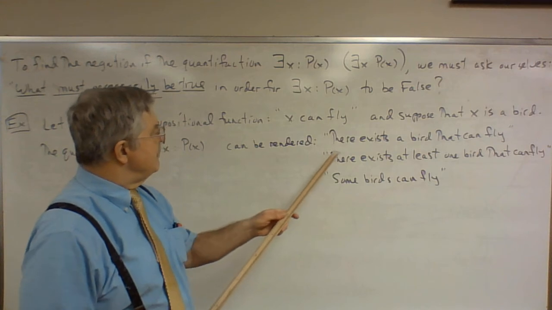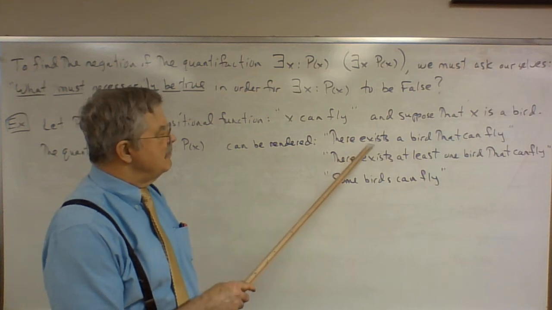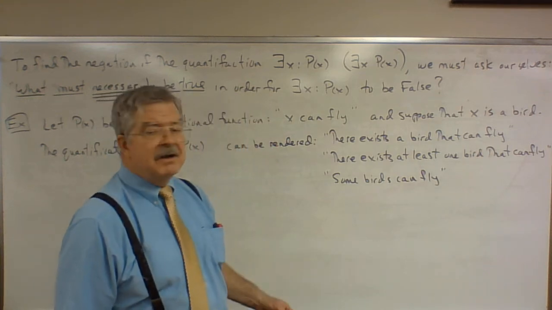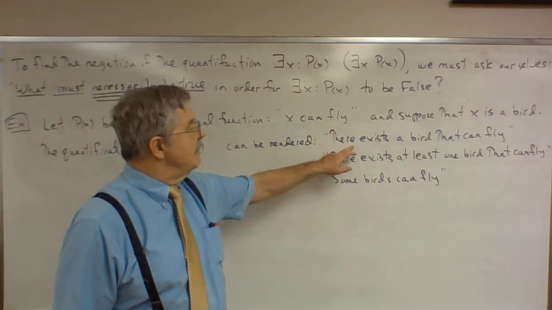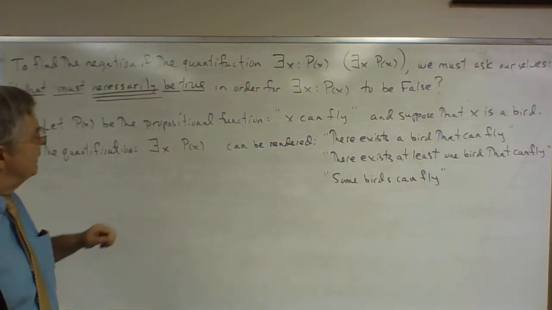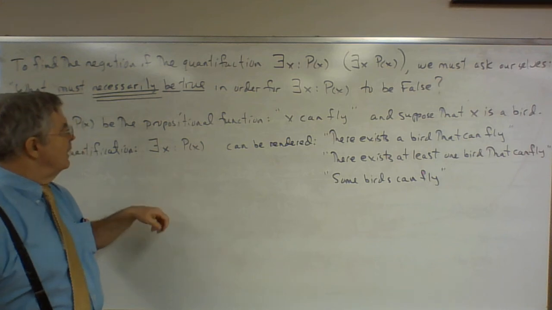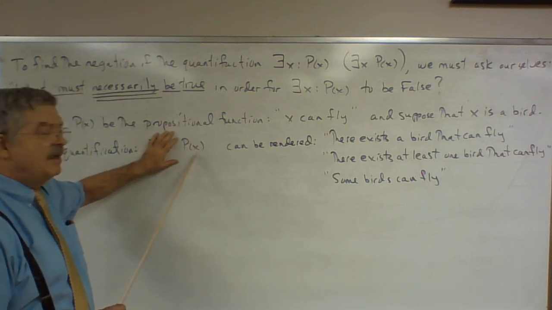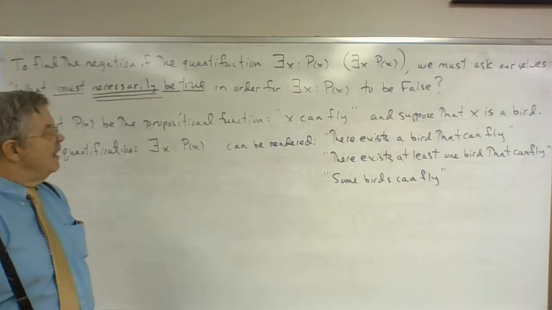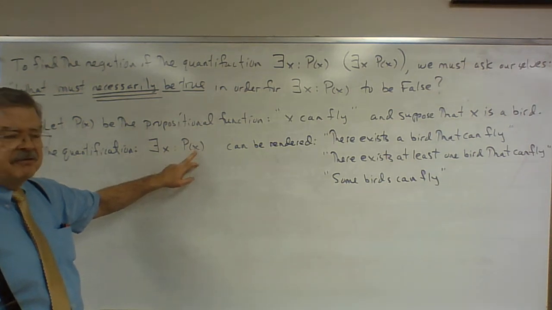But does that make this statement false? Does the fact that penguins are birds and penguins can't fly make this statement false? There exists a bird that can fly. No. Just because one bird can't fly doesn't mean that other birds can't fly. So just because our proposition is false for one x doesn't mean that this quantification is false. This quantification can be true even though for some x this propositional function is false.